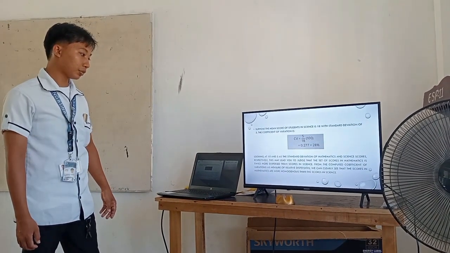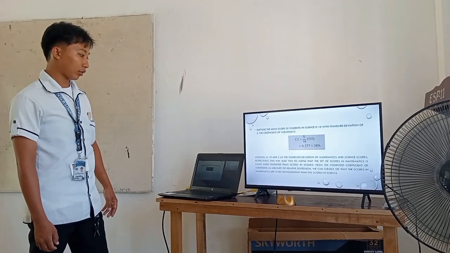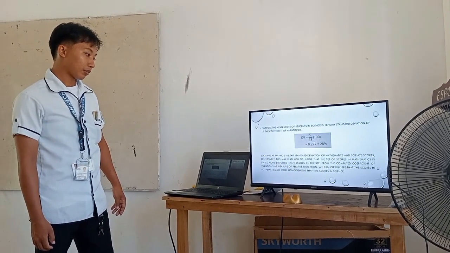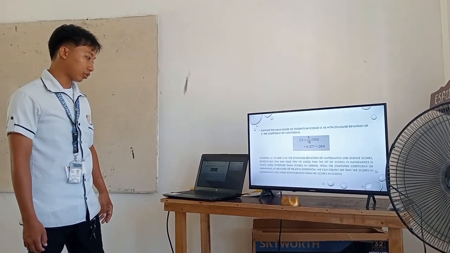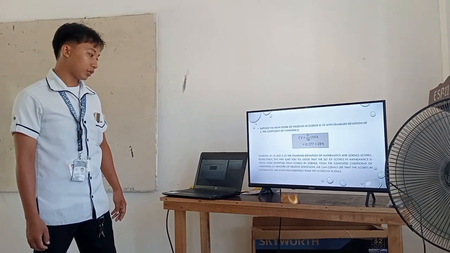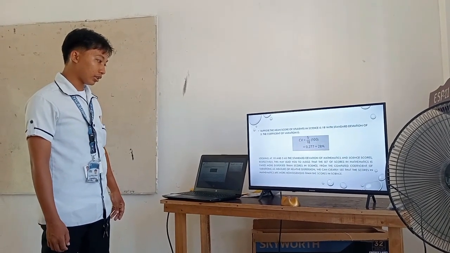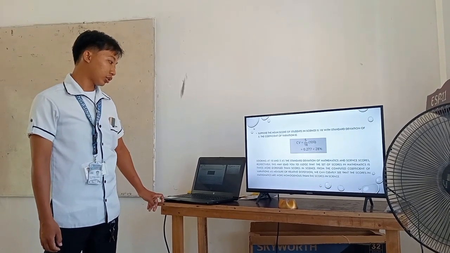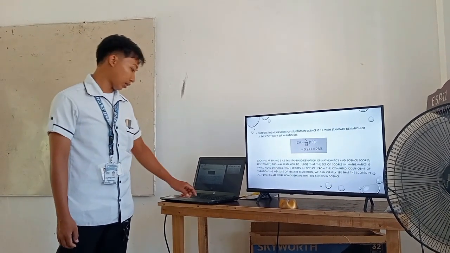to judge that the set of scores in mathematics is twice more dispersed than scores in science. From the computed coefficients of variation as measures of relative dispersion, we can clearly see that the scores in mathematics are more homogeneous than the scores in science.